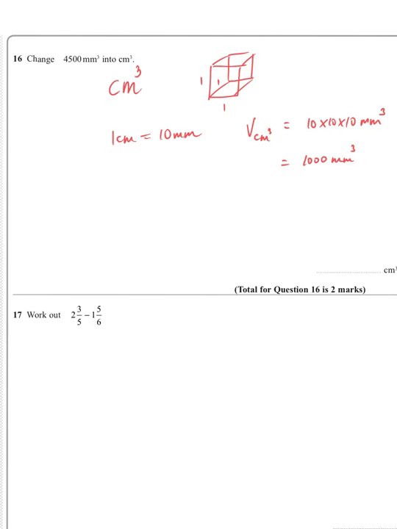Okay, so that's 1 centimetre cube. So we've got 4,500 of these. So I hope you can see that that's 4.5 lots of 1,000. So if we did 4.5 centimetre cubes, that would be 4.5 times 1,000 millimetre cubes, which is exactly what we wanted. So here's our answer, 4.5 centimetre cubes.